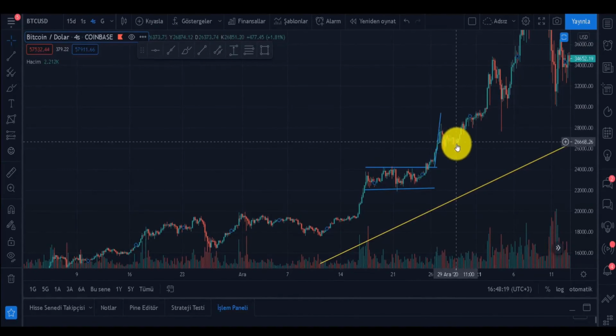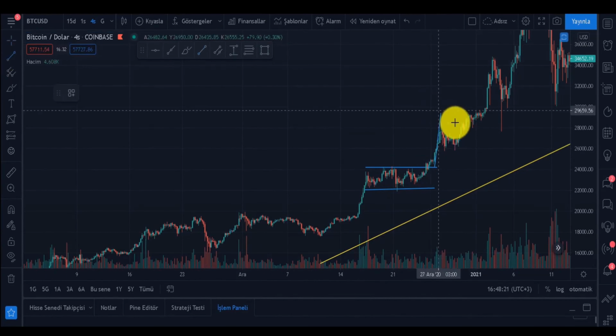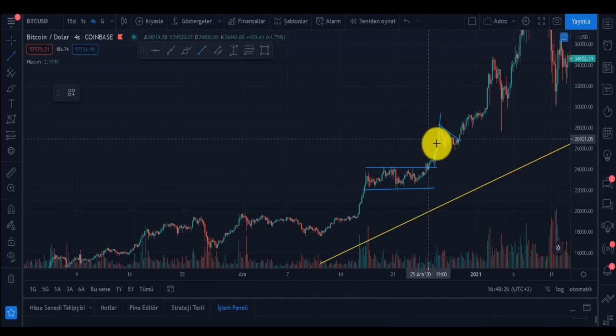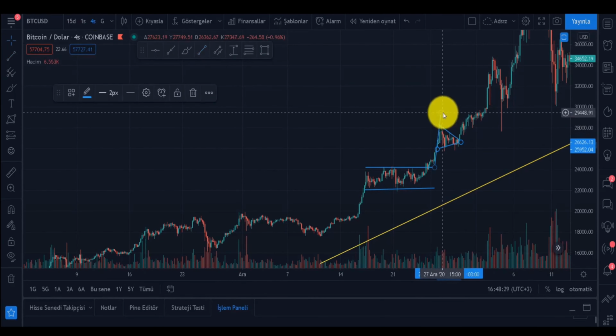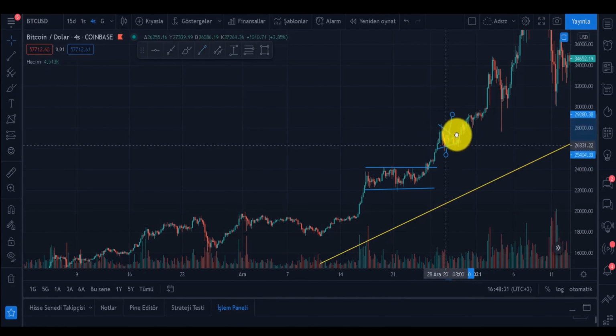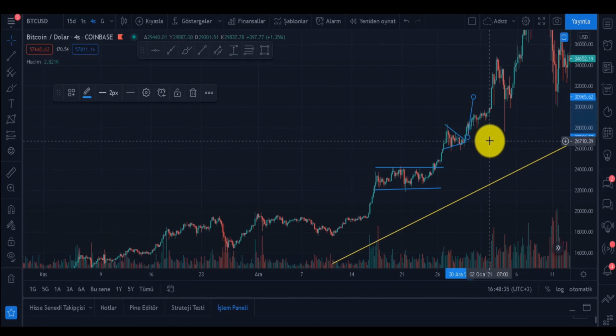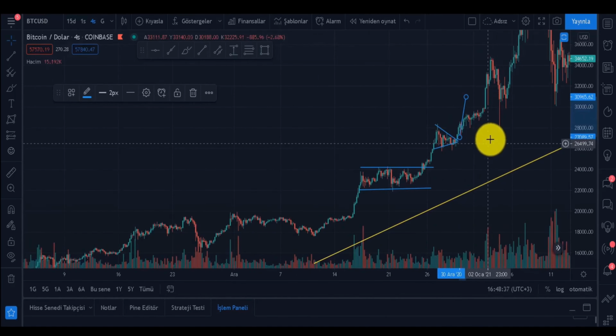There is also a small pennant here. Let me show you that right away. As you can see here, there has been another formation right in this area. And following that, there has been quite a rise, friends. We can analyze the flags and pennants in this way.